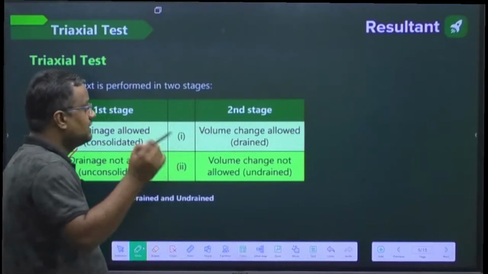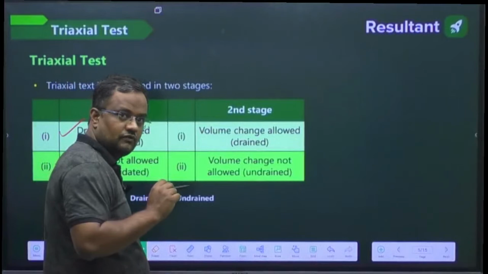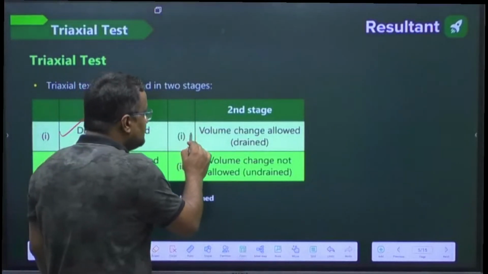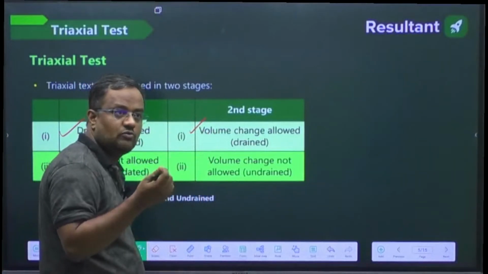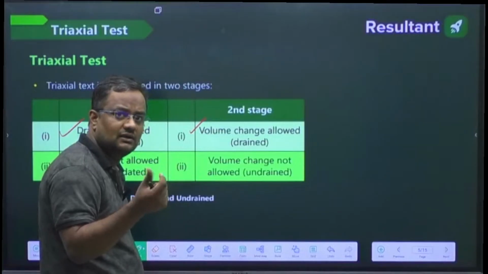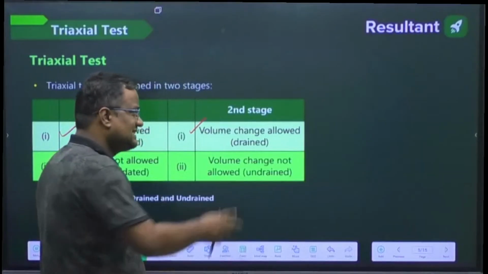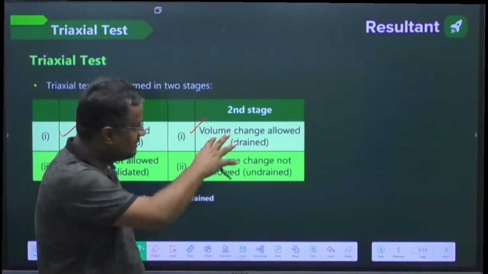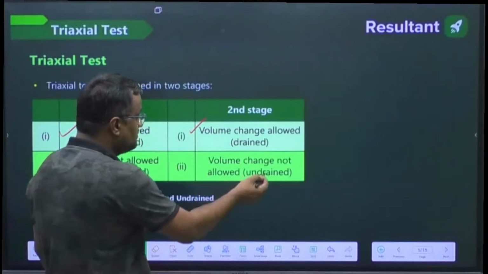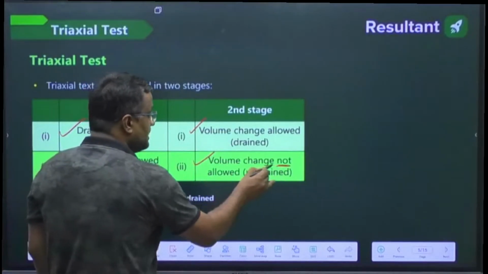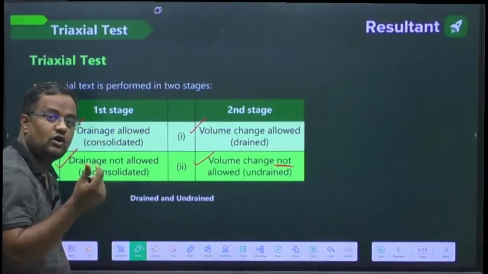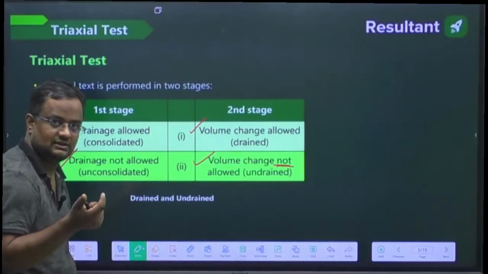Okay, now for the second stage, volume change is allowed. Volume change allowed means the drain valve is open, so water can go out. Okay, it is nothing but the same as consolidation. And volume change is not allowed if the valve is closed in the second stage.